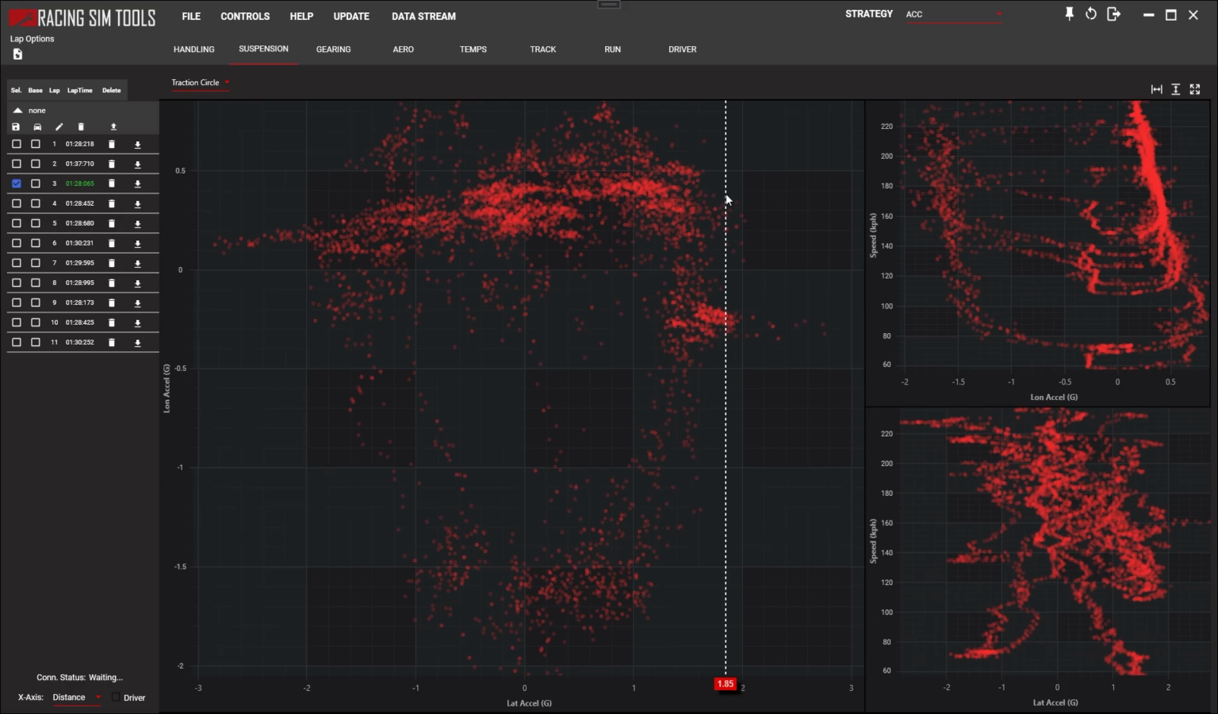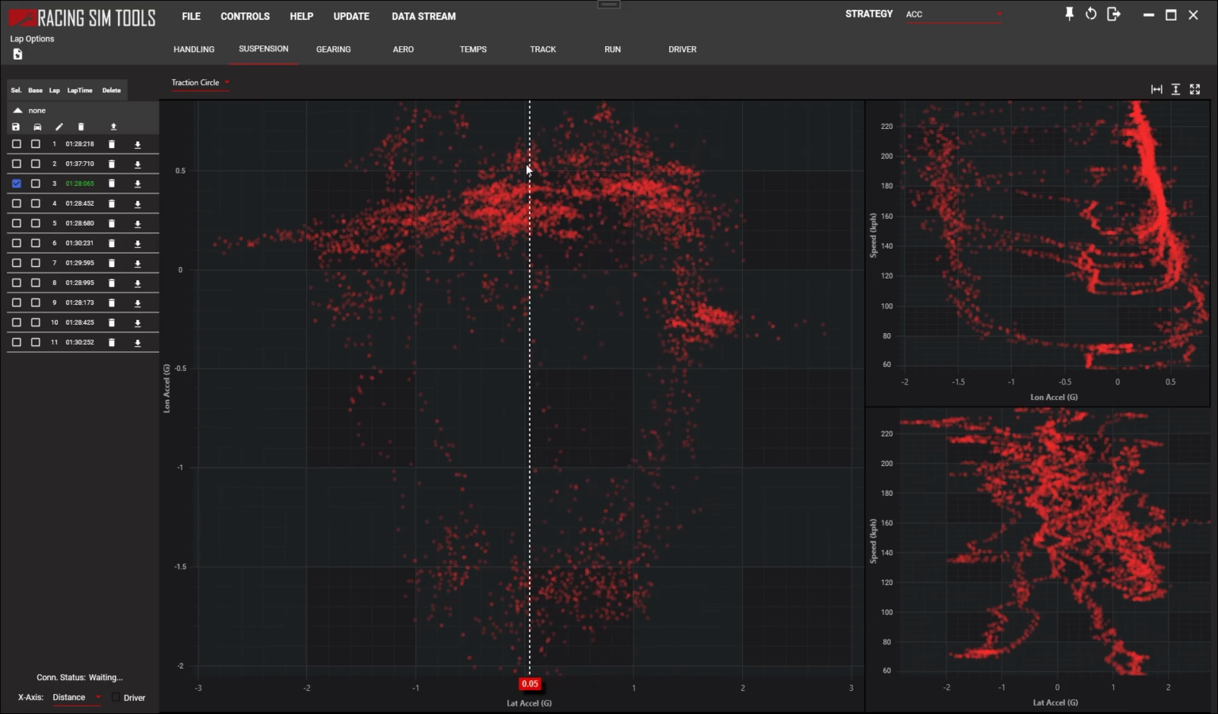The biggest thing I use the traction circle for when I'm doing setup work is to understand how we characterize the track. Where are we spending the most time in terms of left or right corners? Is it a lot of straight line acceleration? Are we doing a lot of trail braking? Those are some of the questions that come to mind when I'm thinking about how we're going to set up the car for the track and what our setup philosophy for this track will be. The traction circle can really help you understand where the car is spending the most time.